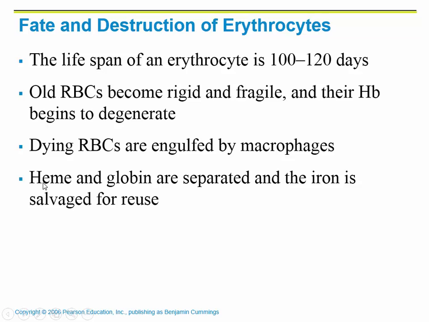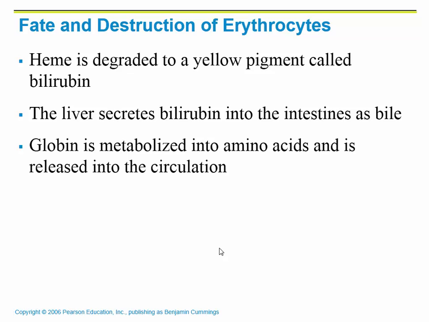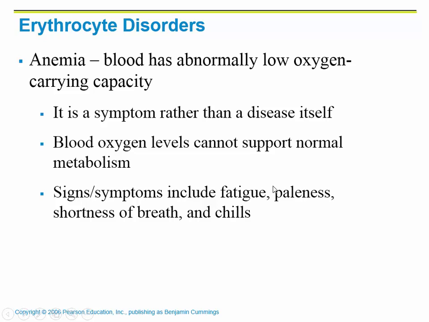So it's going to break down the hemoglobin into heme and globin, and the iron is going to be salvaged from the heme. And then heme is going to be degraded into a yellow pigment called bilirubin. And bilirubin then goes into the liver, which secretes it into the intestines as bile. When we get to the last chapter, when we talked about bile, this is how you actually make bile, and it's stored in the gallbladder. And then globin is metabolized into amino acids and released into circulation.